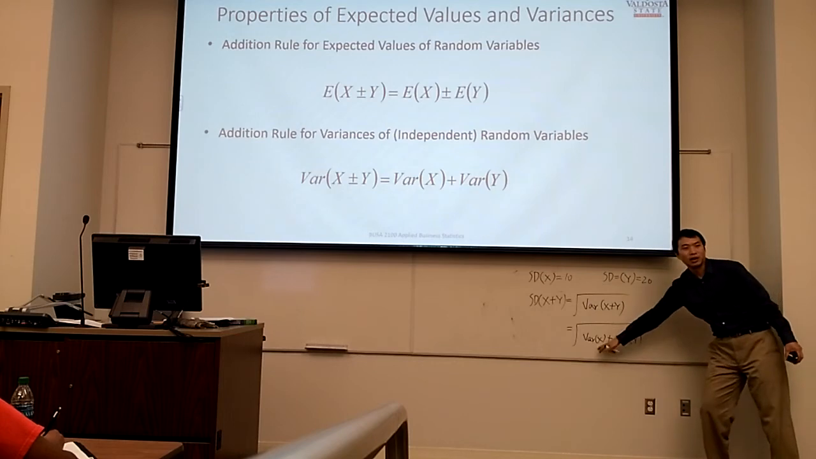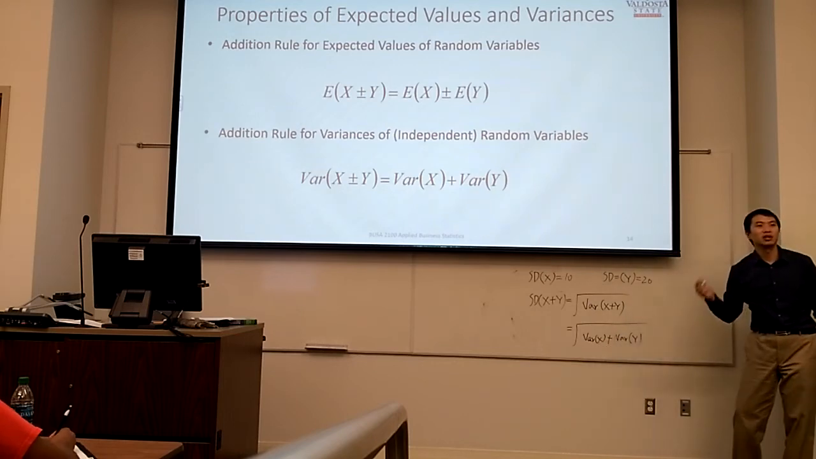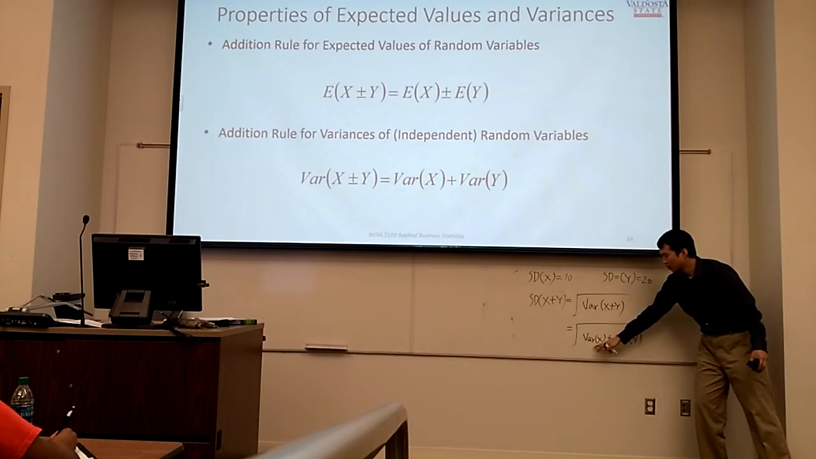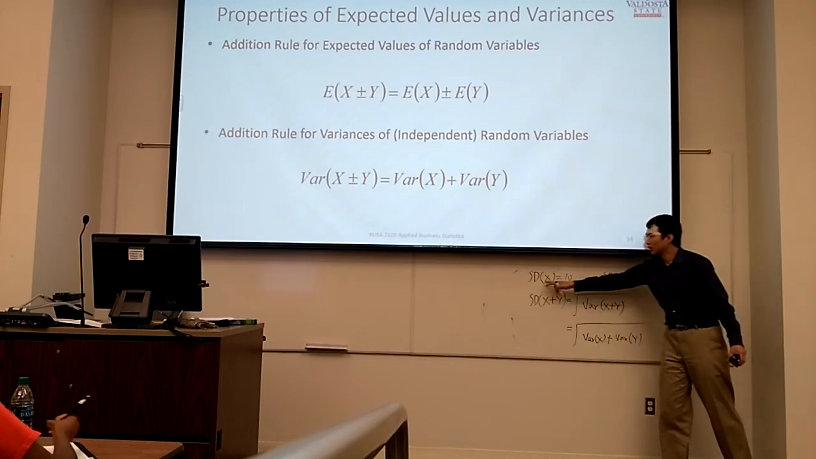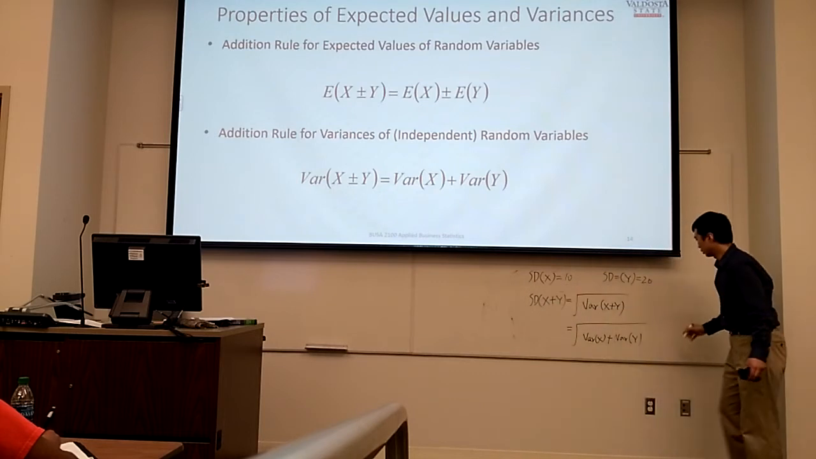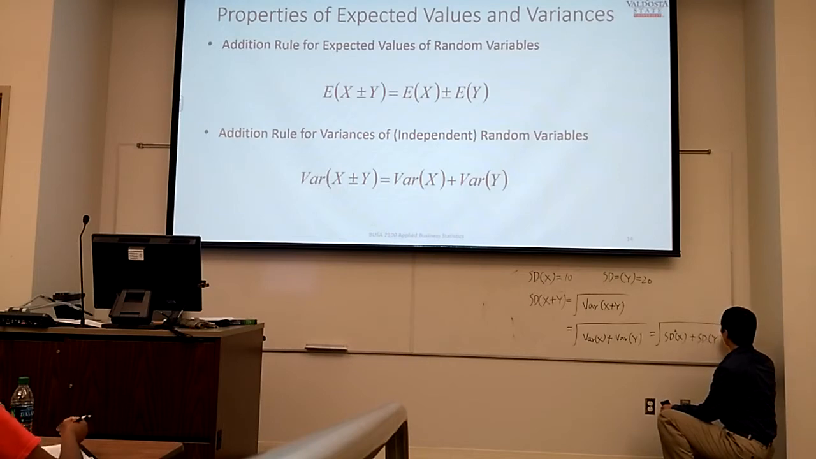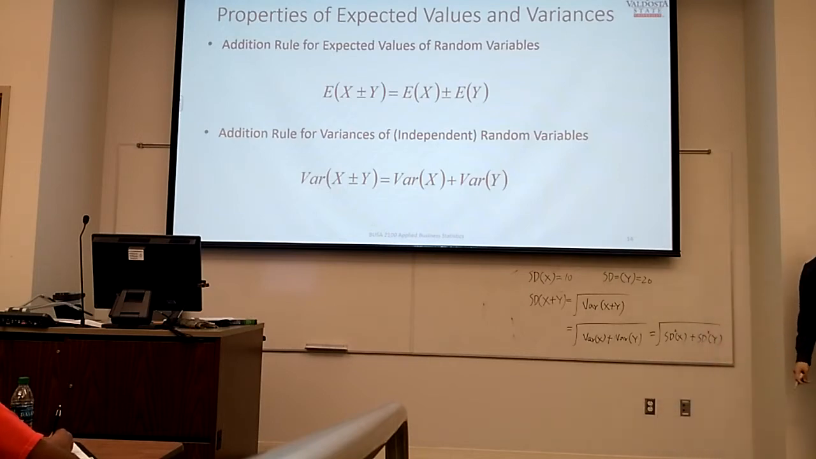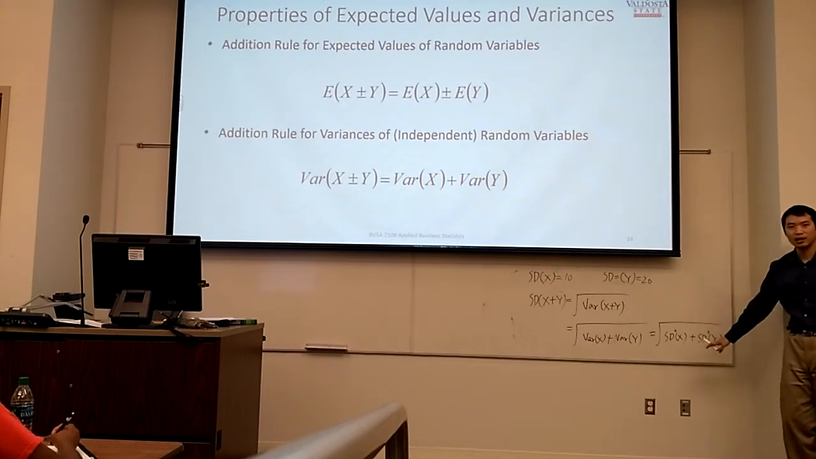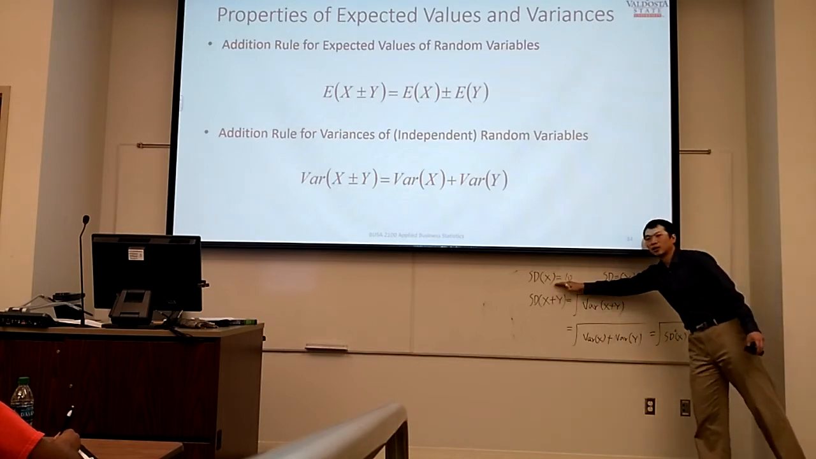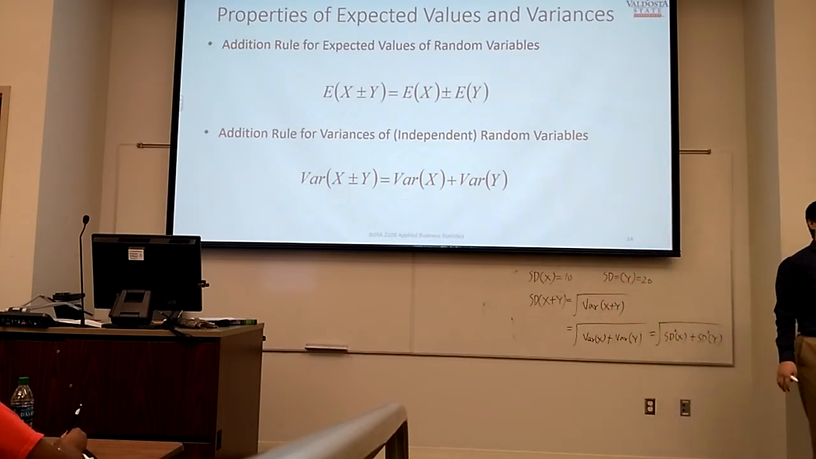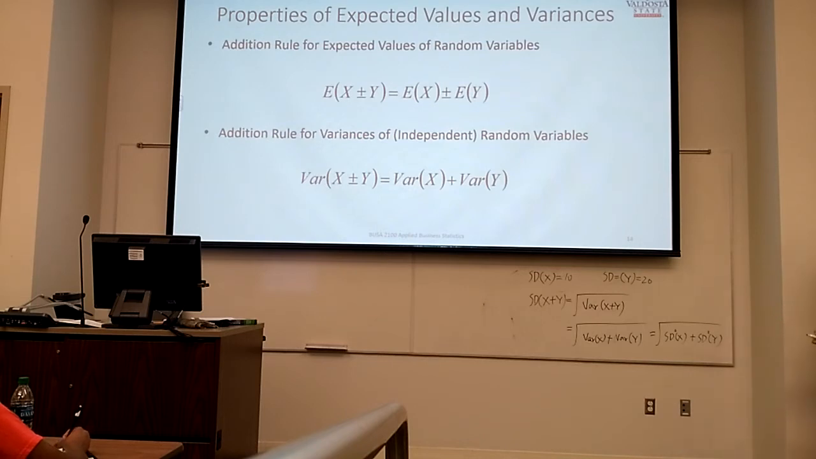And still we don't have those values, but we know the definition of the standard deviation. The variance is the standard deviation squared. So it's equal to the square root of the standard deviation of x squared plus the standard deviation of y squared. So that's how we utilize those two pieces of information. And this will be one of your homework questions.